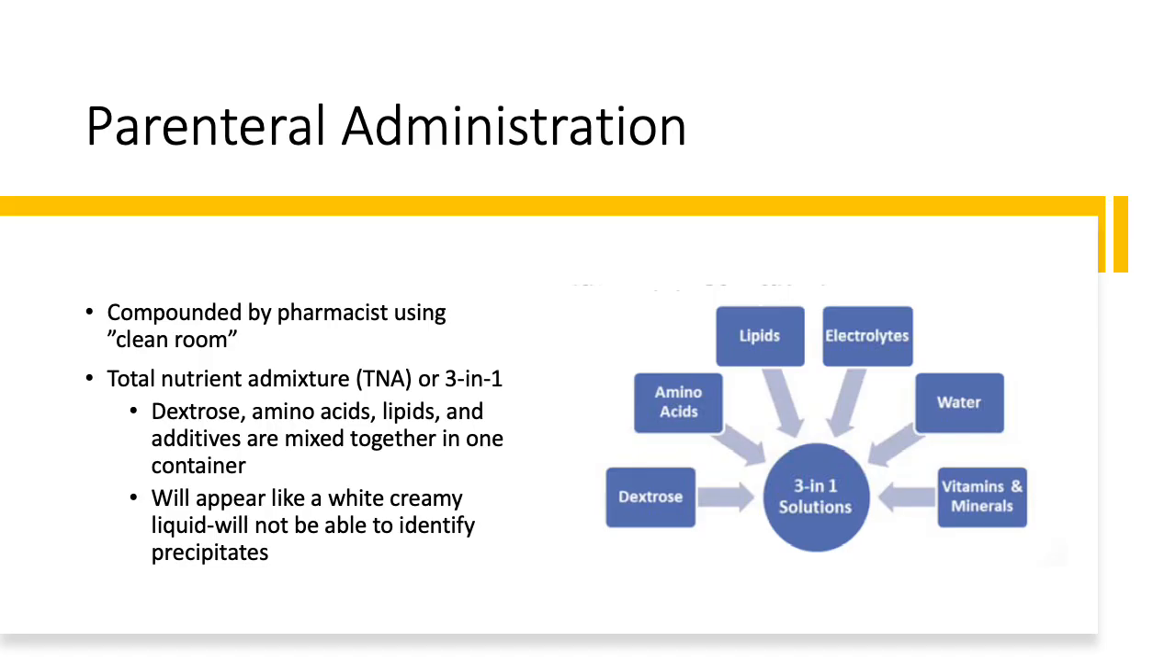Now we're going to move on to parenteral administration. So parenteral solutions are compounded by a pharmacist using a clean room. A total nutrient admixture, which is a TNA, or a 3-in-1 solution, contains the dextrose, amino acids, lipids, and the additives, and they're all mixed together in one container. It'll appear like a white, creamy liquid. The drawback to this is that you will not be able to identify any kind of precipitates in the solution. And you can see table 6.1 in your parenteral nutrition handbooks for advantages and disadvantages of the total nutrient admixture system.